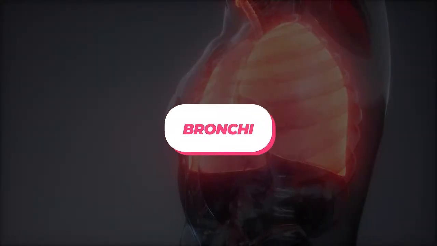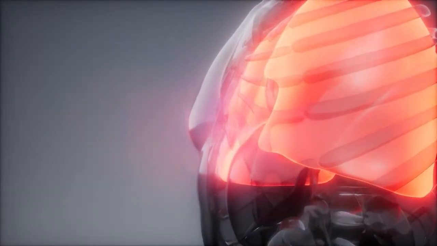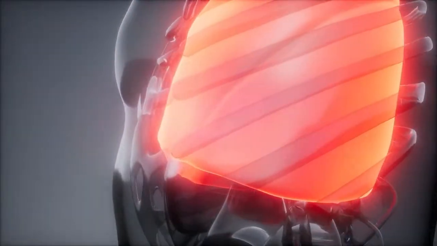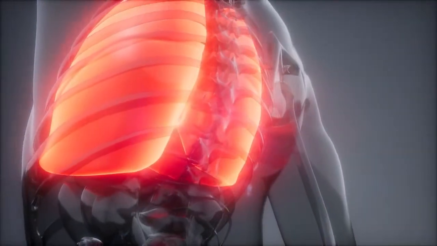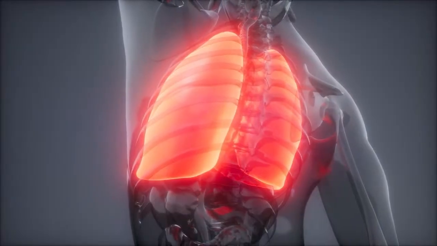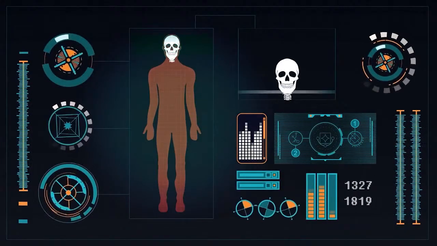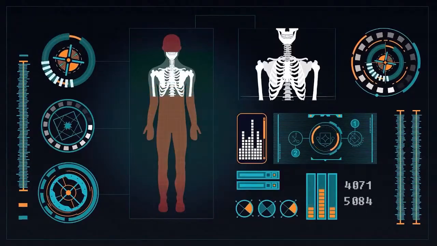Bronchi. The bronchi are the two main air tubes that branch off the trachea and lead to the lungs. Each bronchus enters a lung and divides into smaller tubes called bronchioles, which in turn divide into even smaller tubes called alveoli. The bronchi and bronchioles make up the bronchial tree, which is responsible for distributing air to the alveoli.